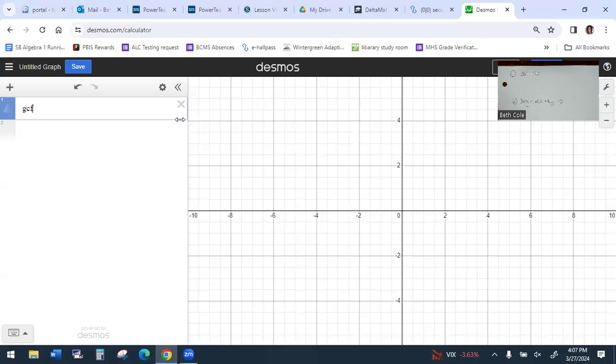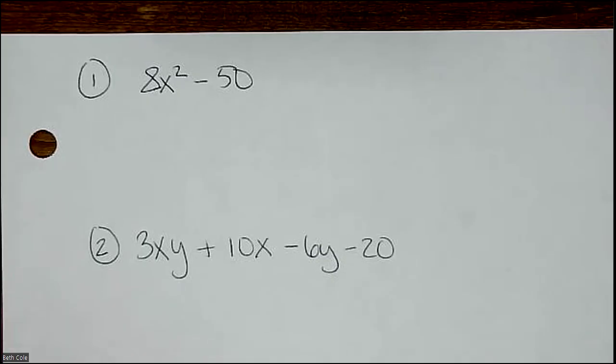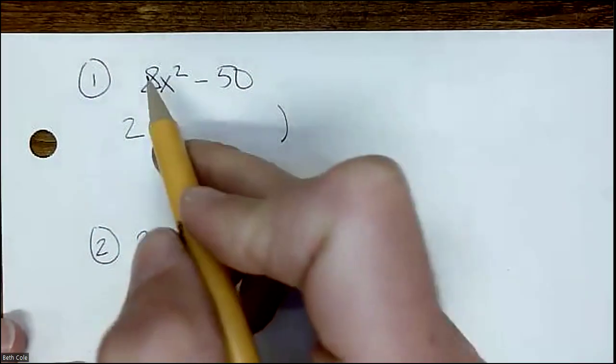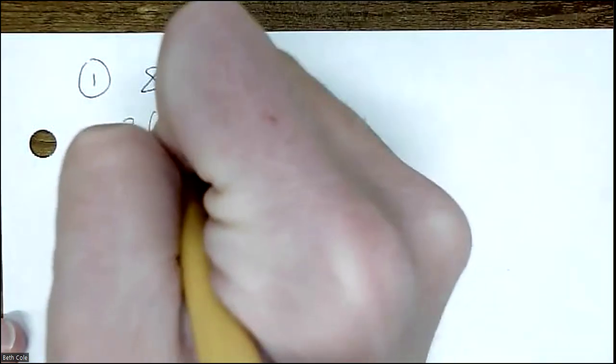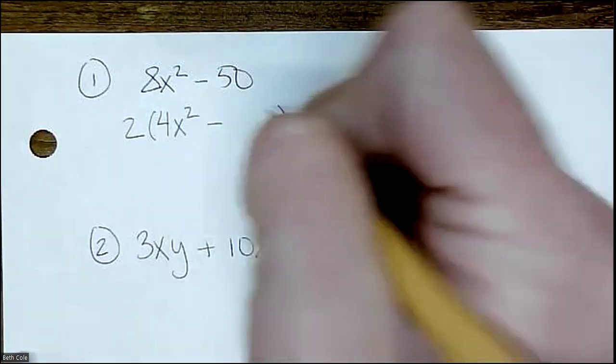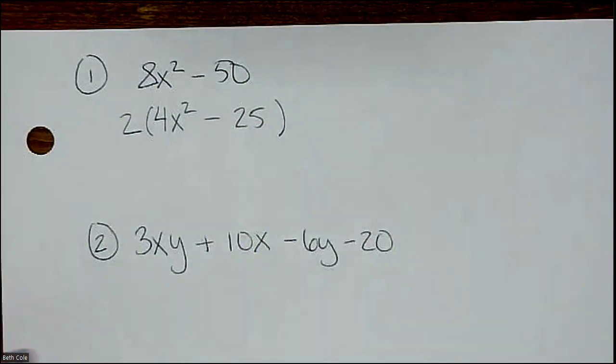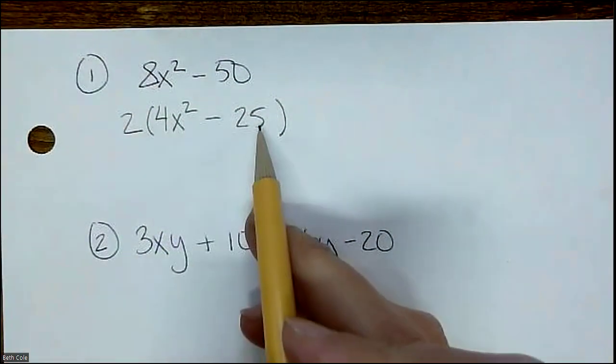So look, you can type in GCF 8, 50, and it will tell you you can divide 2 out of both of them. So we're going to do greatest common factor of 2. So when you divide them both by 2, 8 divided by 2, you're going to get 4x squared minus, and then 50 divided by 2 gives you 25. Then you need to say, okay, what do I notice about 4 and 25?